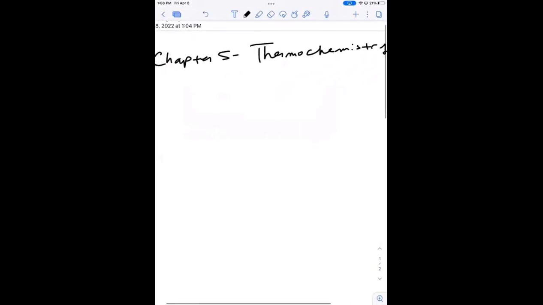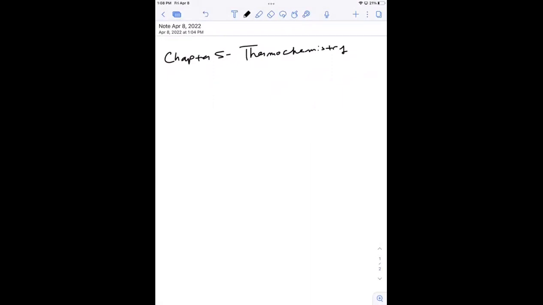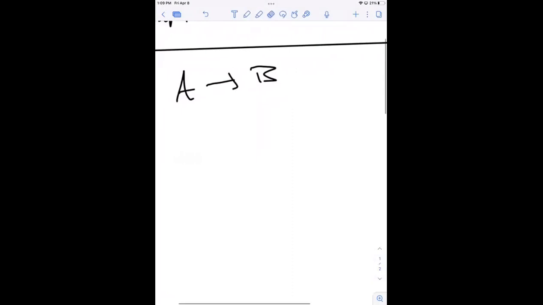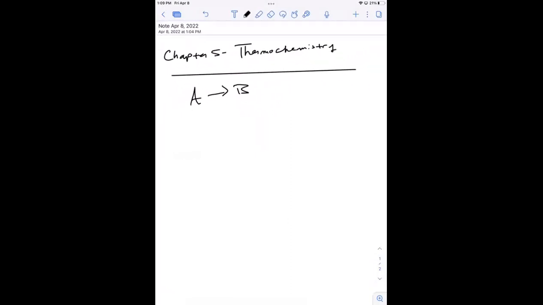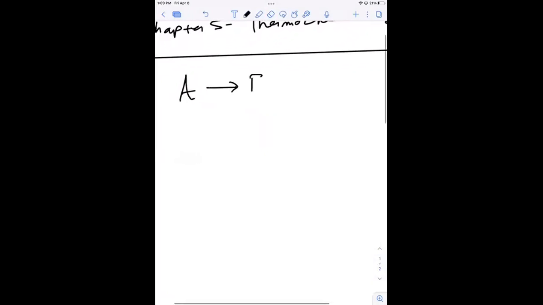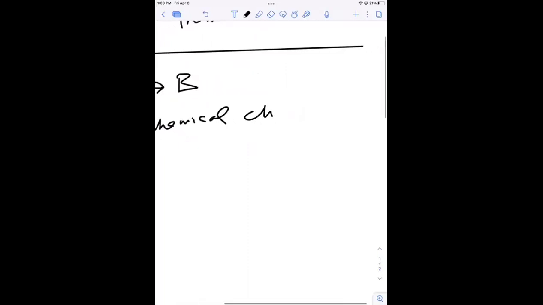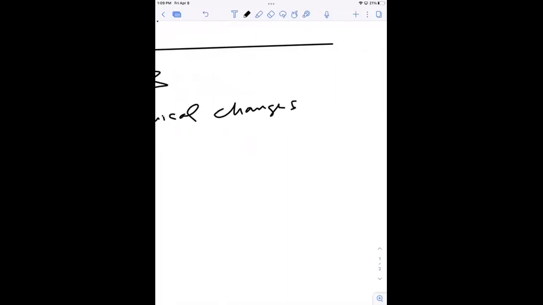All right, so when we think about chemical reactions and things reacting with one another, if we had some compound A going to B, if it's undergoing a chemical change, there's going to be some energy transformation, like some energy is going to get converted from one form to another. So all chemical changes also experience changes in energy.